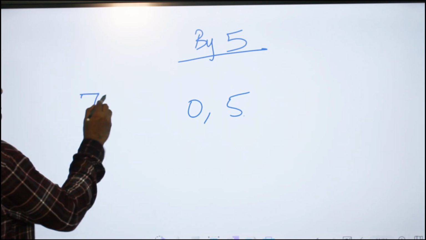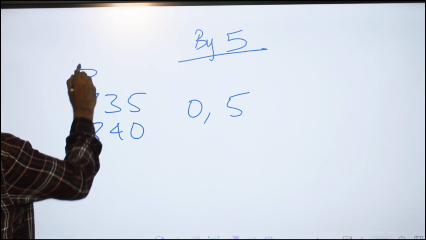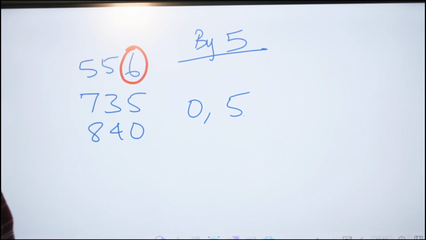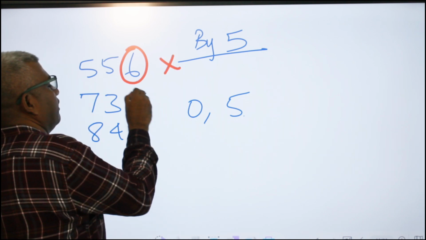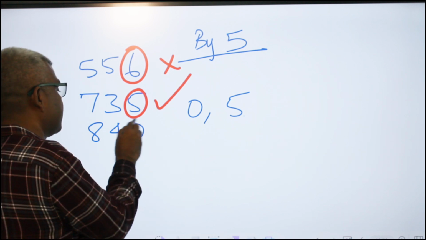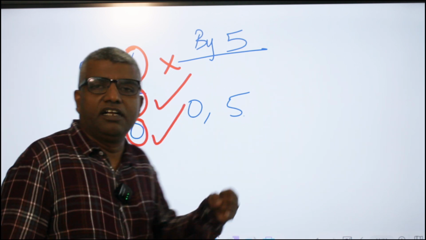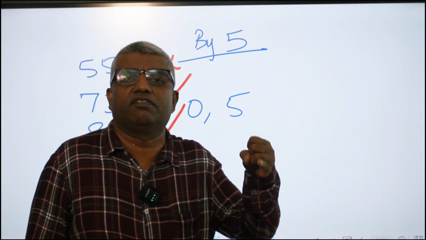For example, 735, 840, 556. Last digit is not divisible by 5. So 556, no. Last digit is 5, so 735 is divisible by 5. Last digit is 0, so 840 is divisible by 5.